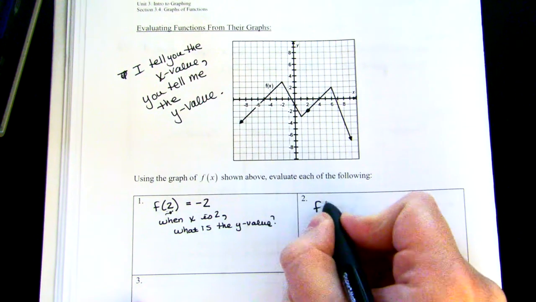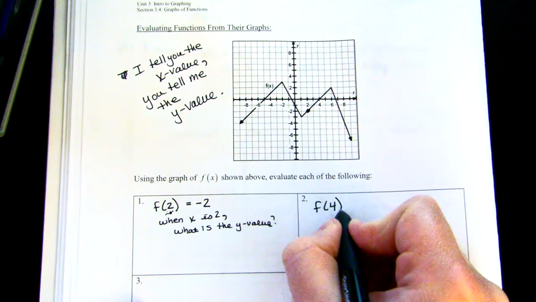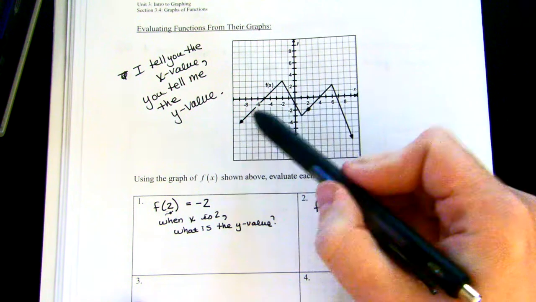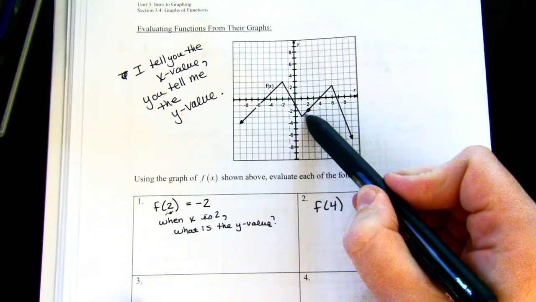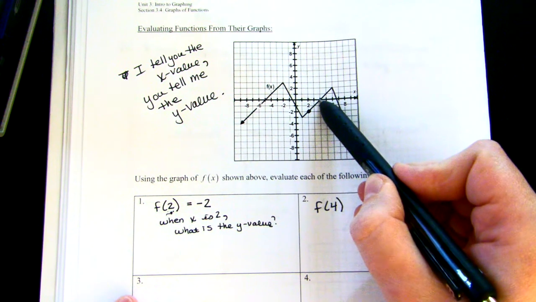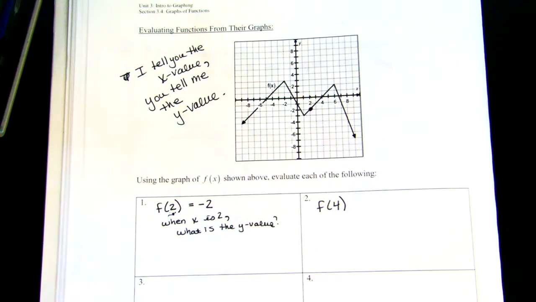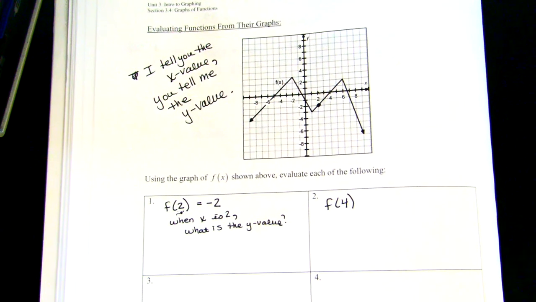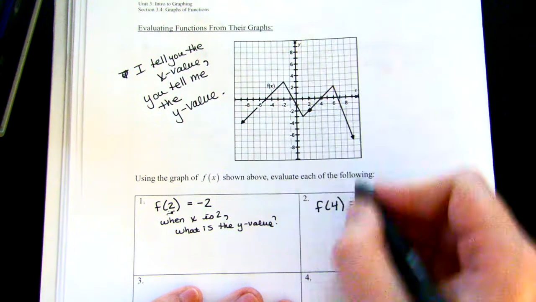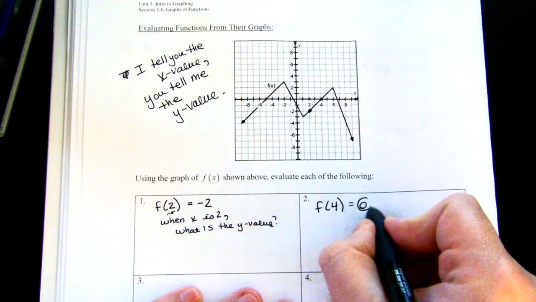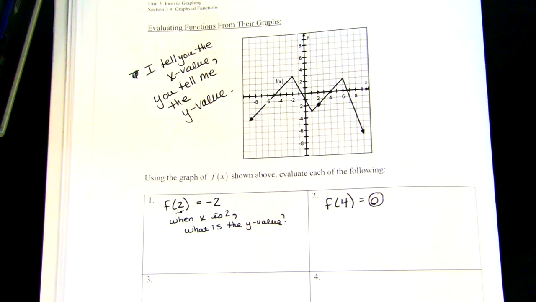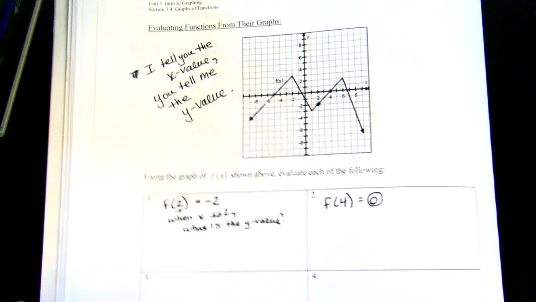If I want you to find f of 4, that means 4 is our x value. I want to follow my graph until I get to an x value of 4. Oh, I'm here. I've got my x value of 4. You tell me the y value. When x is 4, what's the y value? I think that y value, when x is 4, looks like 0. The nice thing about these is we don't really need any work. We're just getting all of our information from the graph. I'm telling you an x, you tell me a y.